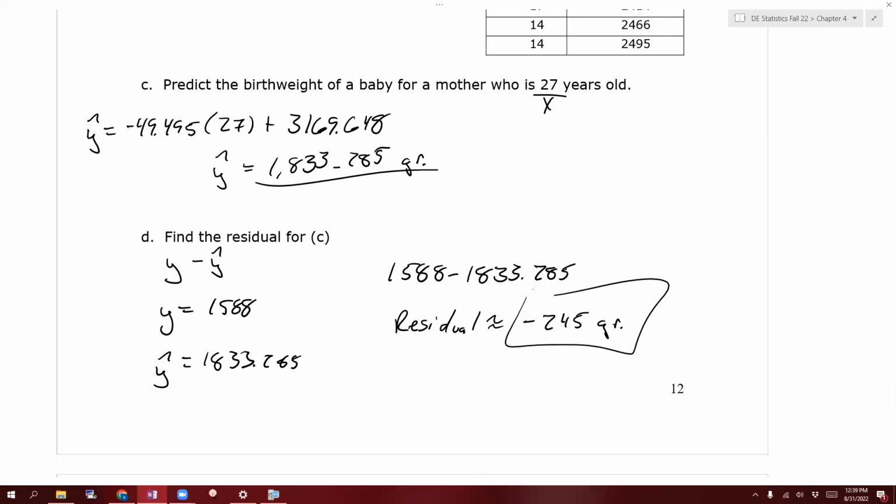Now, a common question is, what if we had multiple data points from 27-year-olds? Well, then you'd have multiple residuals. So let's say we had 2 women that were 27, then we would have 2 different residuals, and you'd have to find both of those residuals.